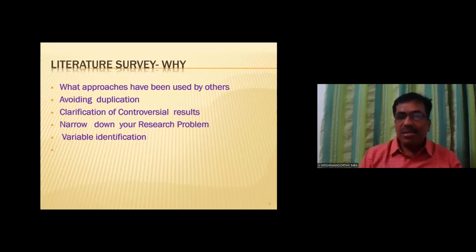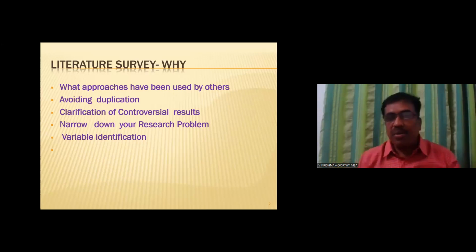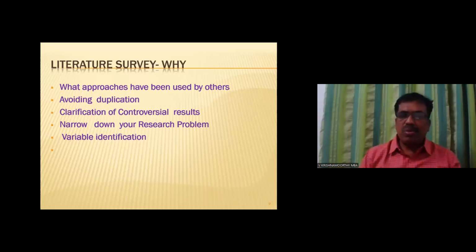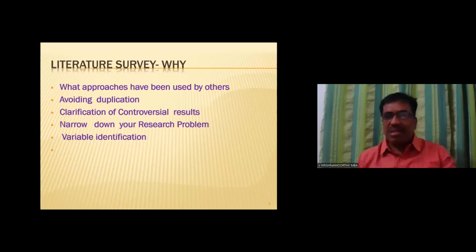Whereas in some countries, they have even used the cockroach for consumption purposes. So this is a controversial topic. This kind of information can be clarified only with the help of a review of literature. Normally, let's take the researcher.